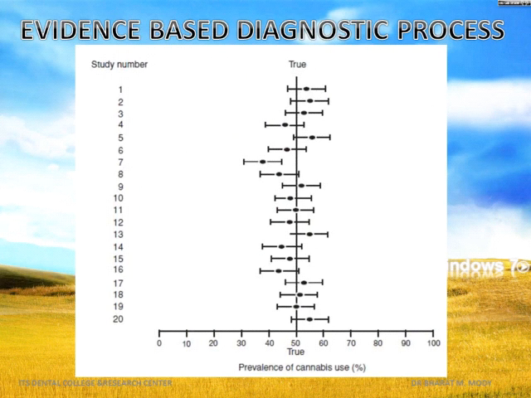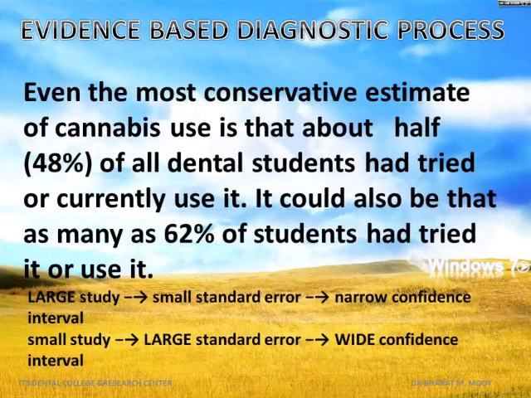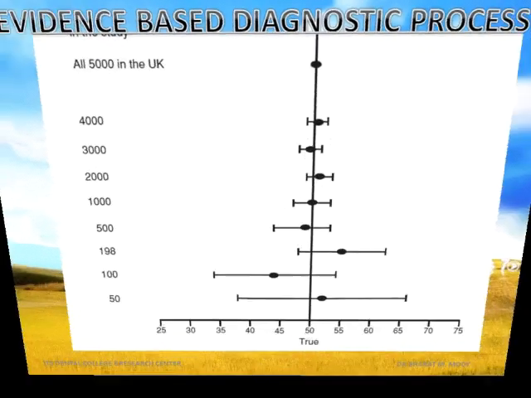For example, in this particular case, if you are taking 50 as the average, you see most of the articles are within that limit. Even the most conservative estimate of cannabis use was 48% of all dental students who were currently using it. So if you have taken a larger sample, the standard error becomes smaller and the confidence interval becomes narrow, whereas in a small study the standard error becomes large.